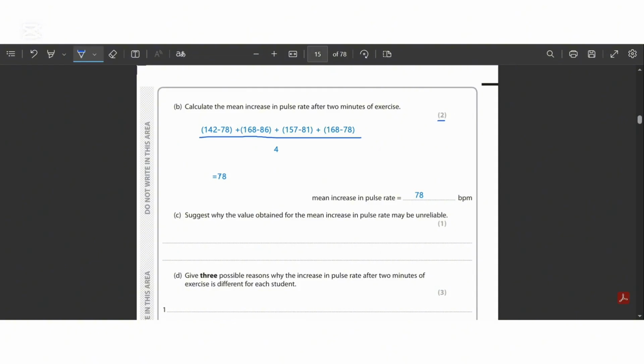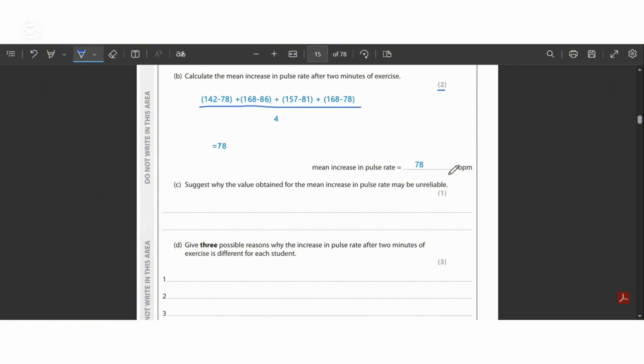All right. So here I have subtracted the value at rest from the value after 2 minutes for each of the 4 students, added them together, and divided by 4 to calculate the mean. The answer comes to 78, which is 78 BPM. Hence, the mean increase in pulse rate is equal to 78 BPM. All right.